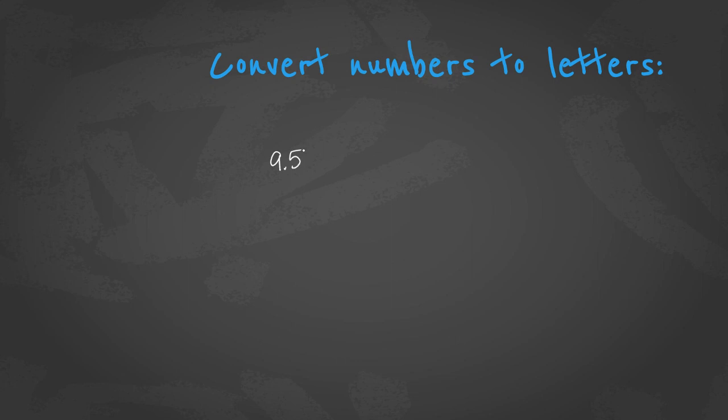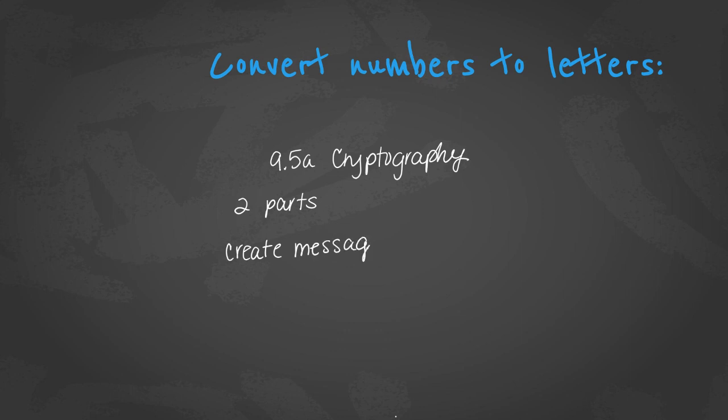It's called 9.5A Cryptography. Okay, and there are two parts. For the first part, which is posted on Schoology, you are going to be creating a message, okay? And I have given you all the parameters of how long it needs to be, and what size your coding matrix should be and all of that stuff. Please write a message that's appropriate, okay? Don't write anything mean or rude or inappropriate.